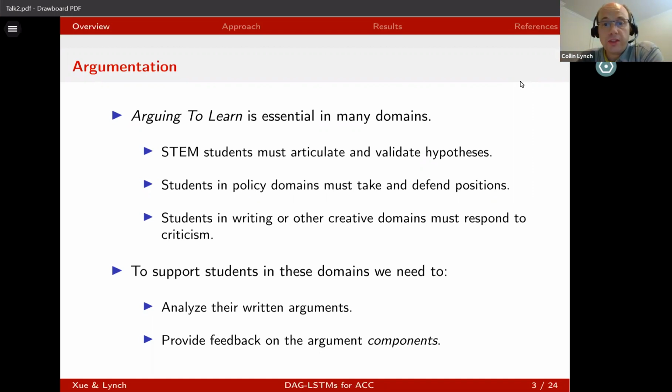To support students in these domains, we need to develop ways to analyze their written arguments, to provide feedback on the argument components and the argument structure. Argument is hard. Arguing is hard. It is hard for students to learn both domain material and ways to communicate it. And so tools and methods we can develop to support them in putting together and defending good arguments are tools that will have a profound impact on students' needs. And that's where this work is focused.